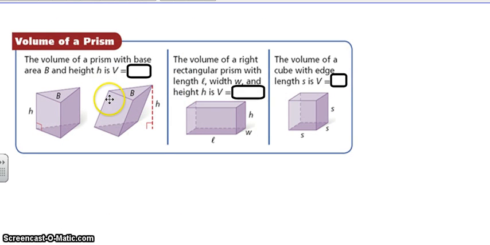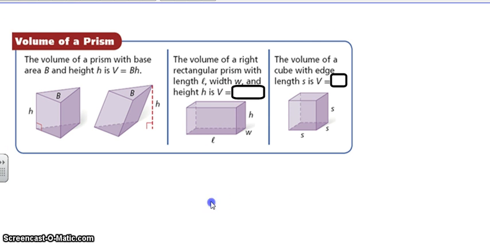The volume of a prism with a base area, capital B, represents base area, and height of h is V equals the base area times height. So I imagine finding this area and then finding all the little cross-sectional areas like it to the top as you ascend, or as you descend, whatever.